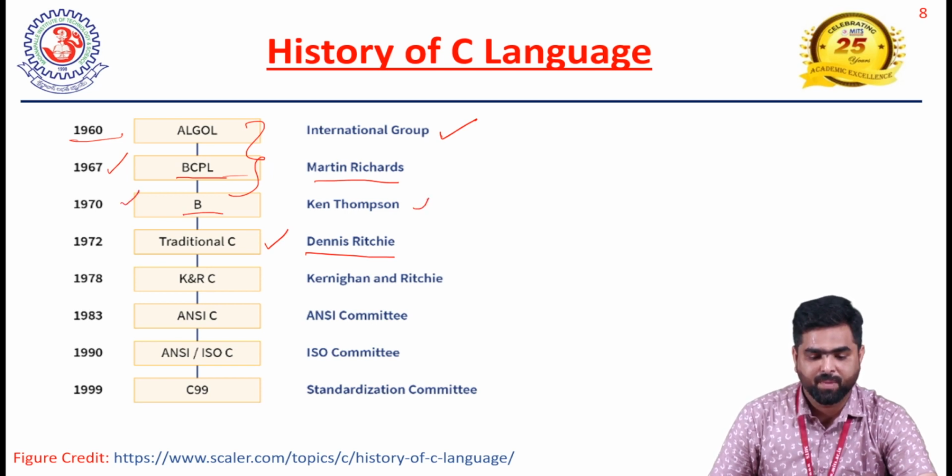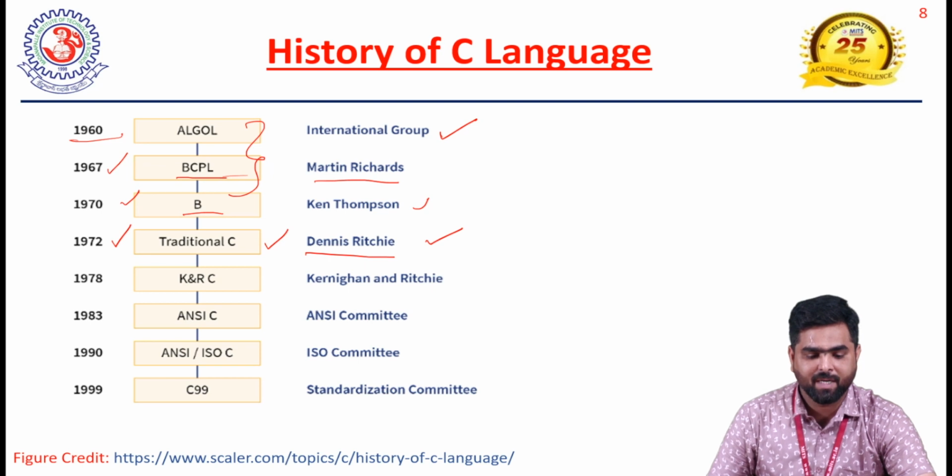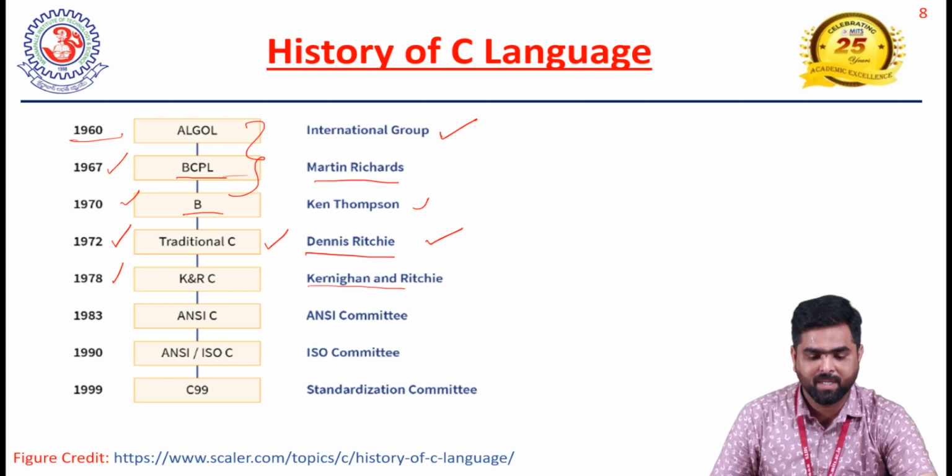Based on these three languages, the C language was introduced in the year 1972, which is also called traditional C, by Dennis Ritchie. After this, in the year 1978, we got one more version of the C language, K and R C, which was introduced by Kernighan and Ritchie. That's why we call it K and R C.